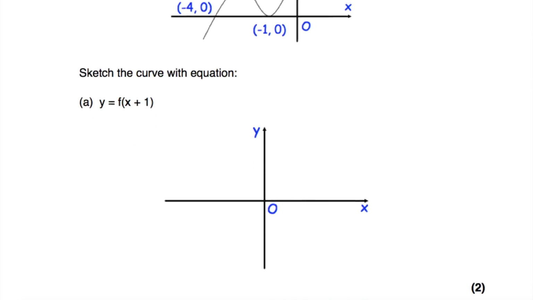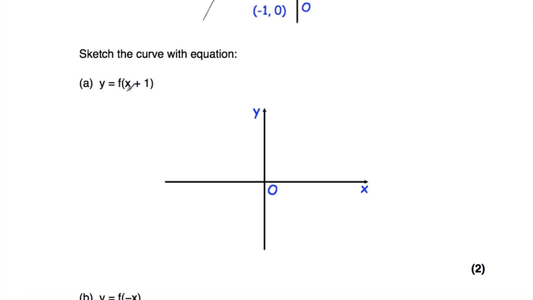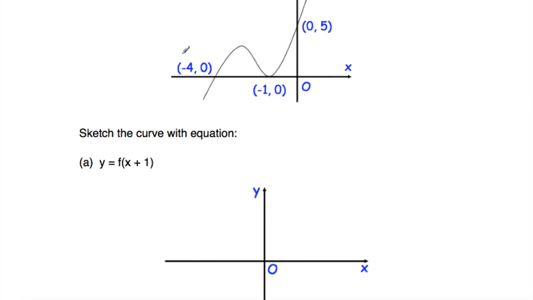So if you needed a bit of a hint for this one, well, because it's inside the brackets, it's counterintuitive and it's a translation. So you're going to translate it 1 square, rather than to the right, it's going to be to the left. So you're going to translate the graph 1 square to the left. So it's going to move all these points 1 square to the left.